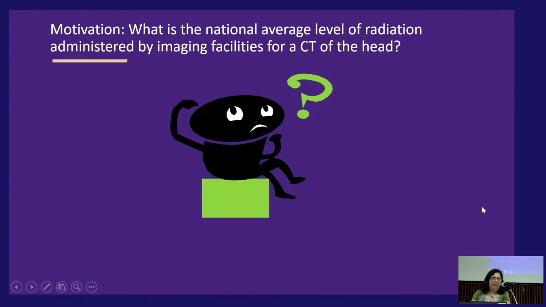So what is the motivation behind registries? Well, you may know what your dose is at your local level, but how do you know that is the correct dose? Or how do you know that's the appropriate dose? So the motivation is, what is the national average level of radiation administered by imaging facilities per se, for example, CT of the head? So I may be at 80 milligray and I may think, oh, that's wonderful. But I have no idea where I stand compared to the rest of my colleagues across the country.